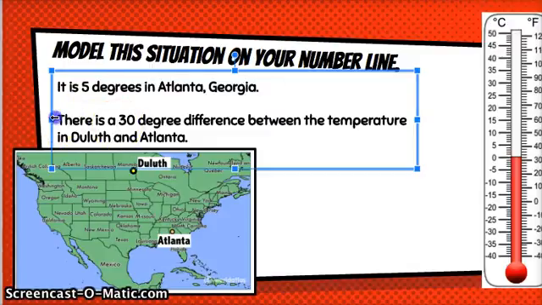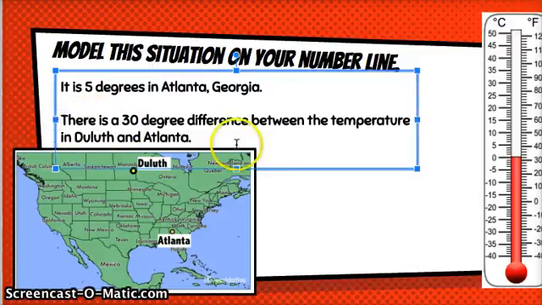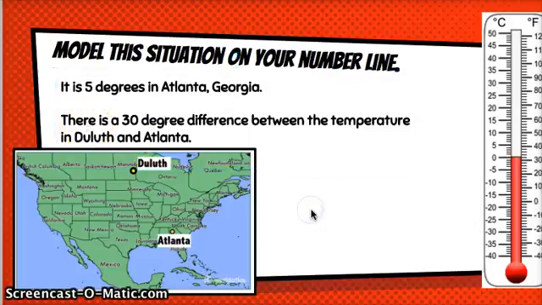And we know that there is a 30-degree difference between the temperature in Duluth and Atlanta. We can use this information to determine the temperature in Duluth. If we know what the temperature is in Atlanta, and we know there's a 30-degree difference, we can model that on the number line and calculate the temperature in Duluth. First of all, let's just get this out of the way. Duluth is probably going to be a lot colder than Atlanta.